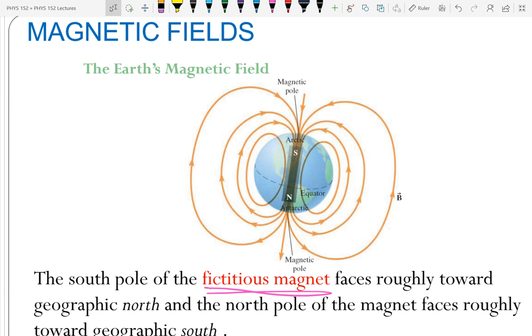How long has it been since the last one? In the ballpark of 1 million years. So we're way, way overdue for the Earth's magnetic fields to switch.